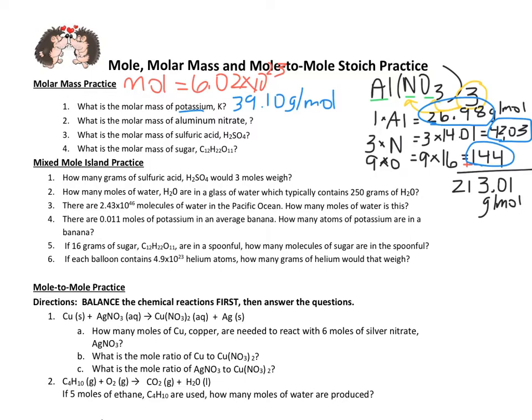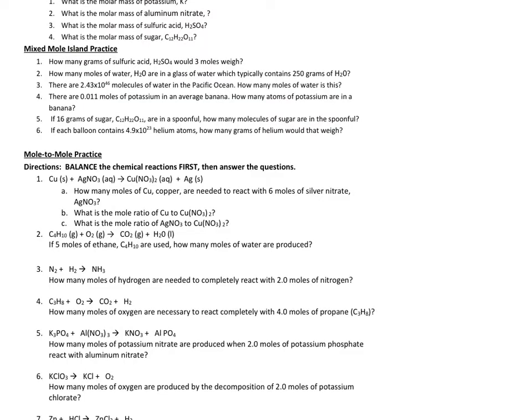All right. So you're going to do the same thing with number 3, H2SO4. Add up 2 hydrogens, 1 sulfur, and 4 oxygens. And then for the mass of sugar, for number 4, you're going to add up 12 carbons plus 22 hydrogens plus 11 oxygens. Add that all together for the molar mass of sugar.